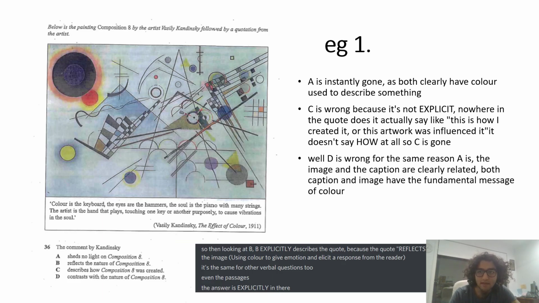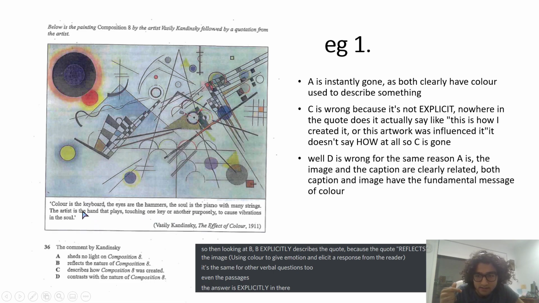So first thing you should do is look at the question, right? Below the painting, Composition 8 by the artist, is a quotation from the artist. Okay, instantly what do I notice about the painting? Lots of colors, it's very abstract. It looks a bit meaningless, right? But it's got lots of things going on, there are abstract shapes. Okay: "Color is the keyboard, the eyes are the hammers, the soul is the piano with many strings, the artist is the hand that plays, touching one key or another purposely to cause vibrations in the soul."